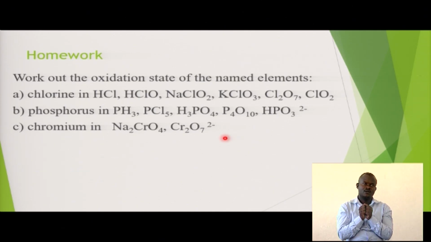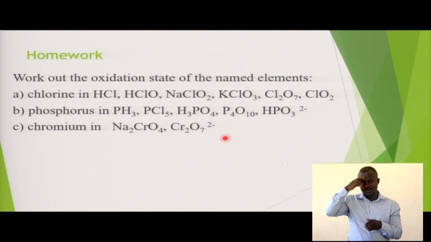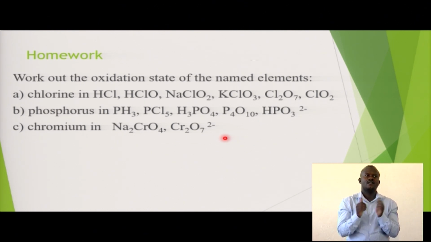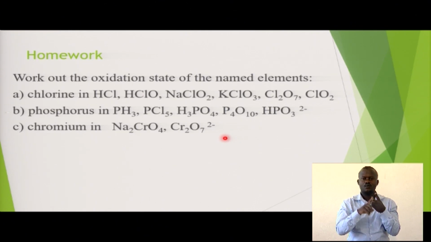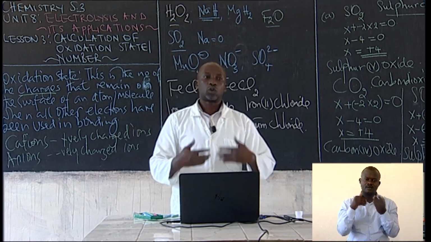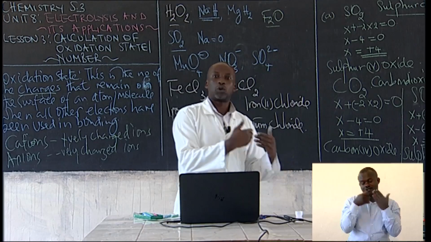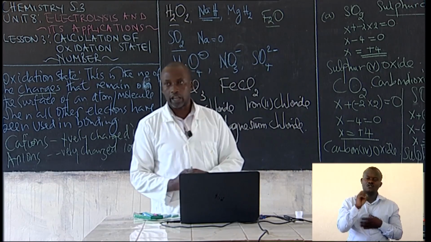So what do we need to remember? The definition and even the purposes. 1, we said balancing complex reactions. 2, naming compounds. And 3, they can also tell us whether the reaction is oxidation or reduction.